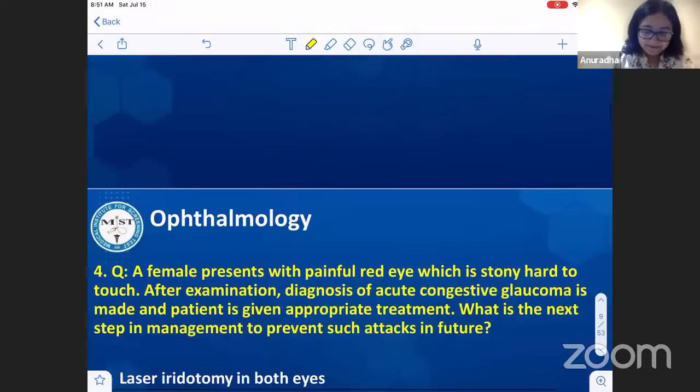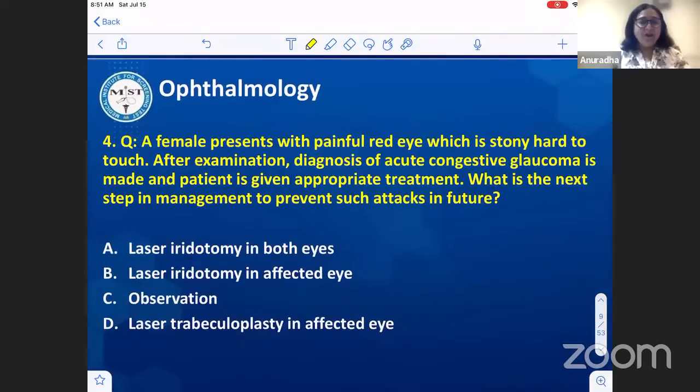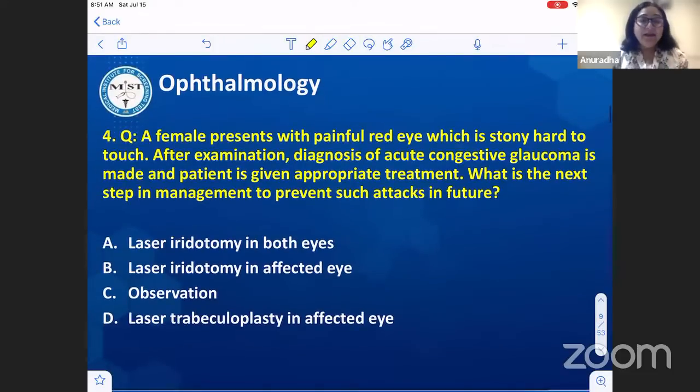Okay, dear friends, moving on to the next question. All going very fine. Perfect. Moving on to the next question. Again, a clinical case scenario. Let's read the question statement with me.